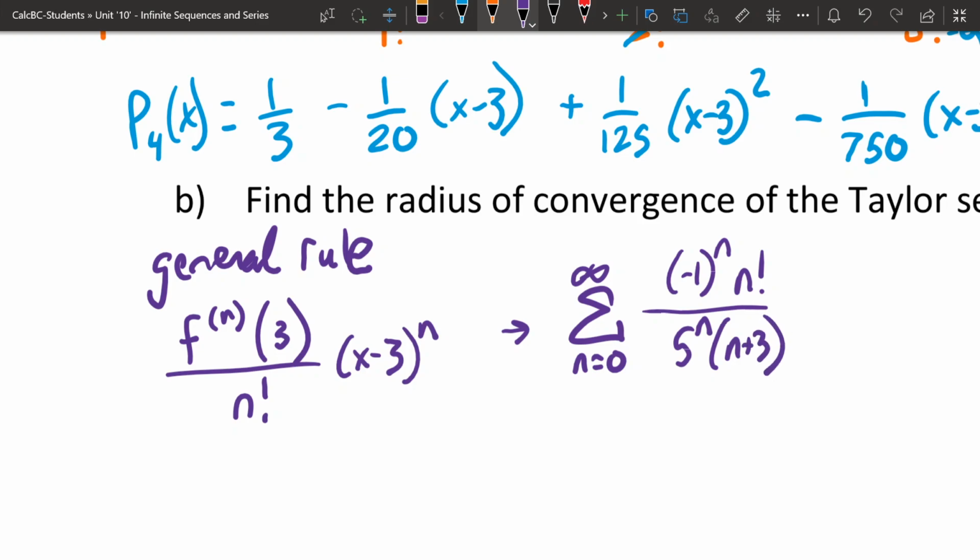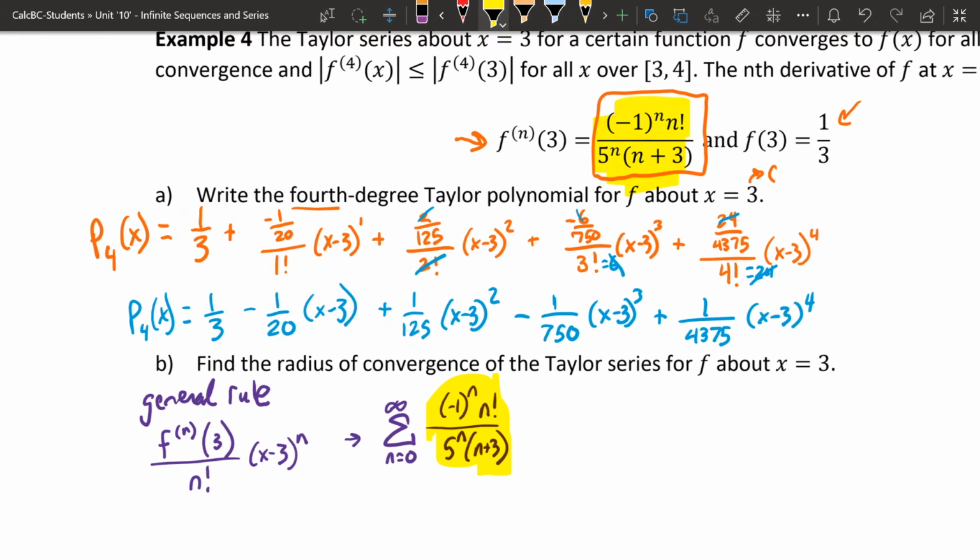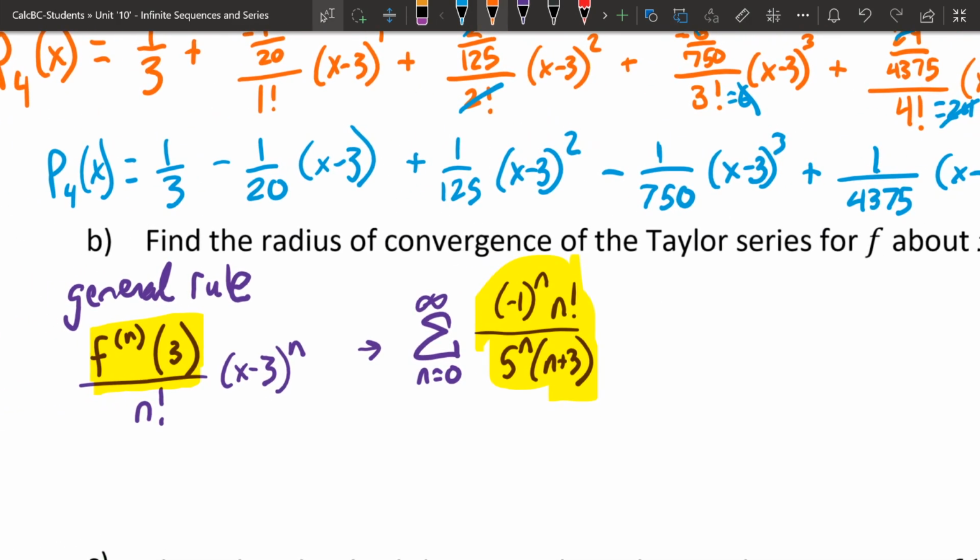All right, where do we get that? Well, we're told that was our f of n, or the nth derivative of f at 3 back in our original problem. So if we sub that back in, and then the rest was divided by n factorial times x minus 3 to the n. Okay, what can we do there? Well, we've got a n factorial divided by n factorial.